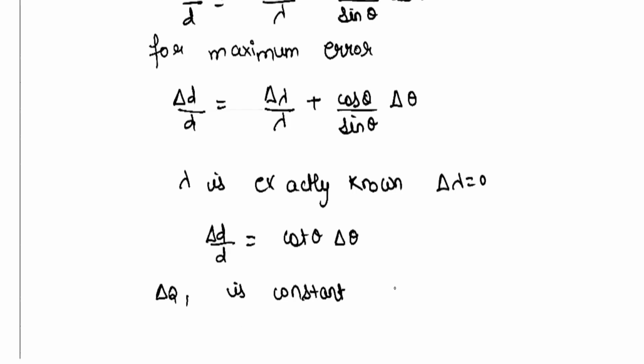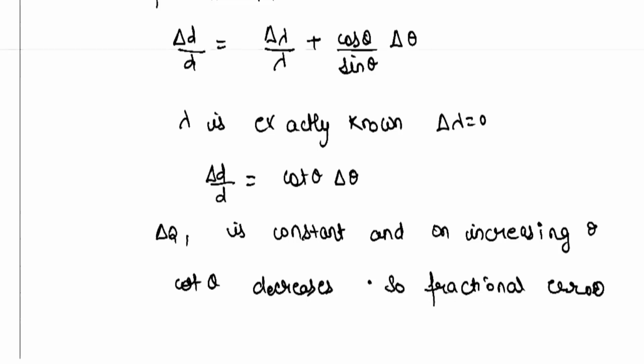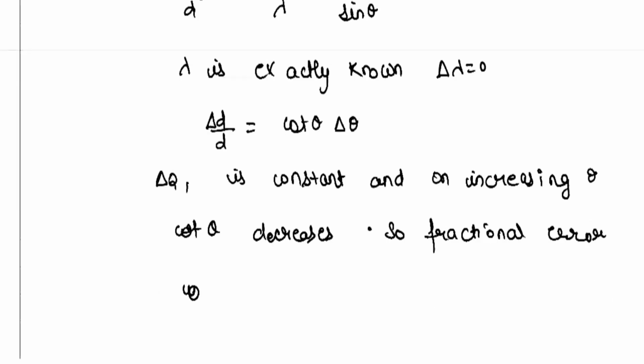Here delta theta is constant, and on increasing theta, cot theta decreases. So the fractional error delta d divided by d will also decrease here.